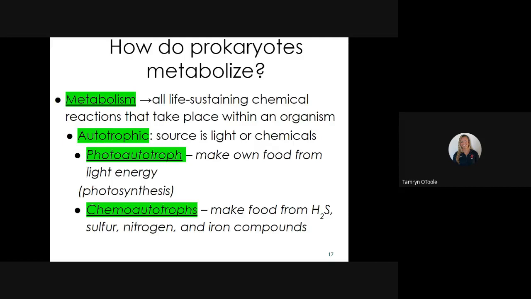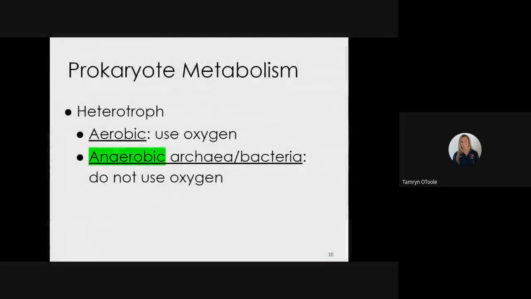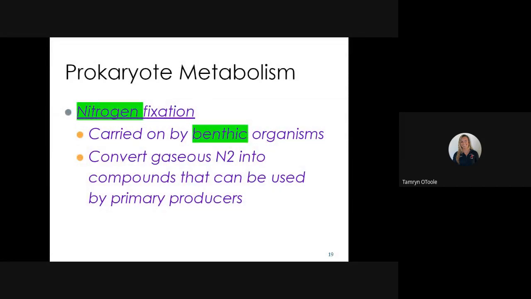All right, heterotrophs are going through cellular respiration. All organisms on Earth go through cellular respiration. We're going to real quickly do a little bit of a review. When oxygen is present in an environment, the respiration is called aerobic. When it's not present, the respiration is called anaerobic. You do not need to highlight anything on that. You do not need to highlight anything on this either. So nitrogen fixation is carried on by benthic organisms. This is organisms that are converting the gas form of nitrogen into compounds that can actually be used by our primary producers. All right, so then that takes you to your check for understanding.